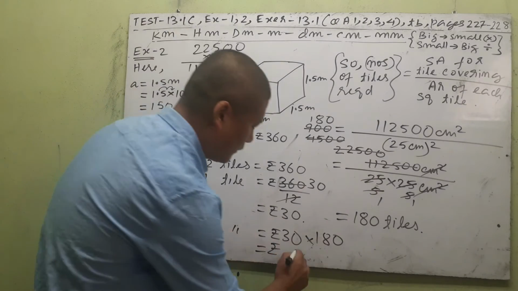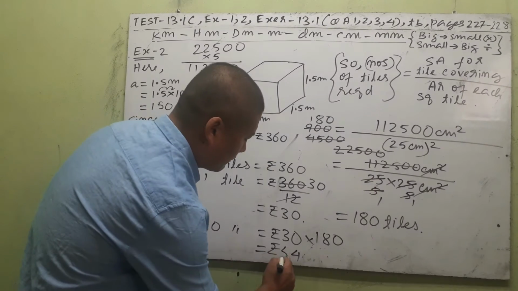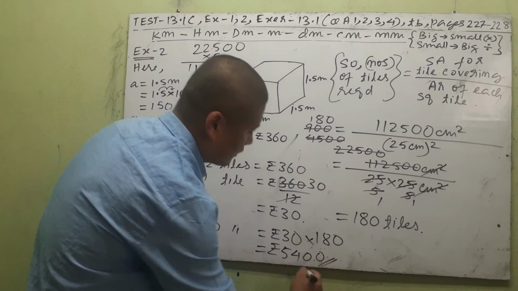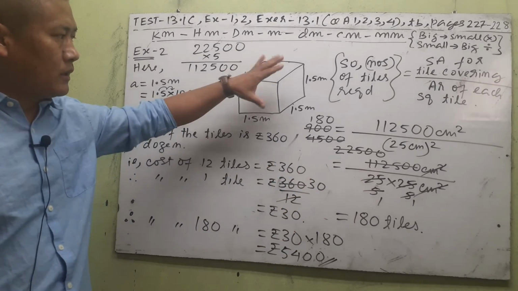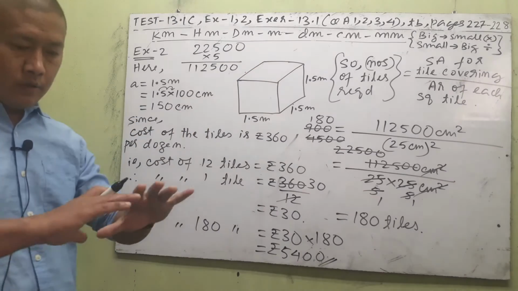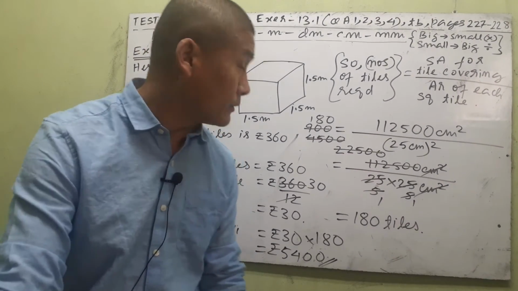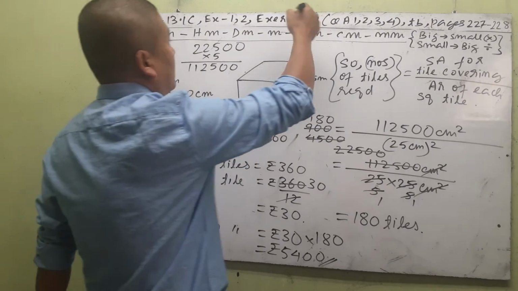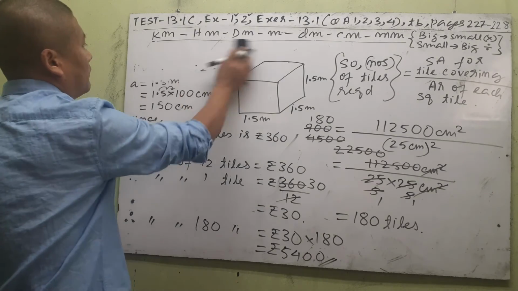3 8s are 24, 2 in hand, 3 1s are 3 plus 2 is 5. 5,400 rupees has to be paid for 180 tiles. That will exactly cover the outer surface of this cubical tank, excluding its base. That's the answer. Let's go to the next one. So examples 1 and 2 have been done. Let's go to A1, 2, 3, 4.